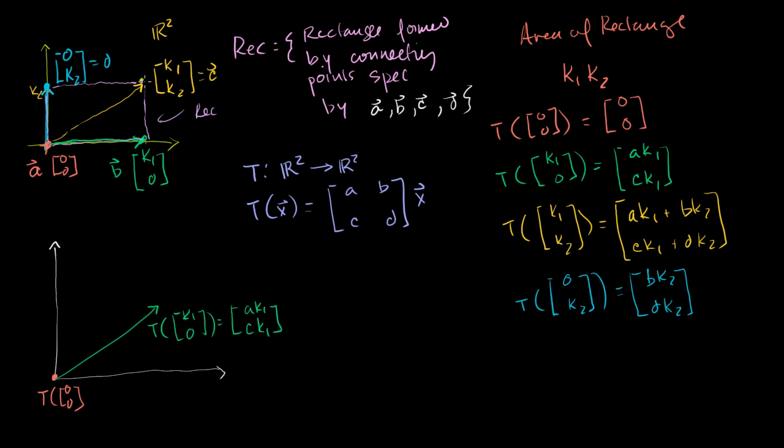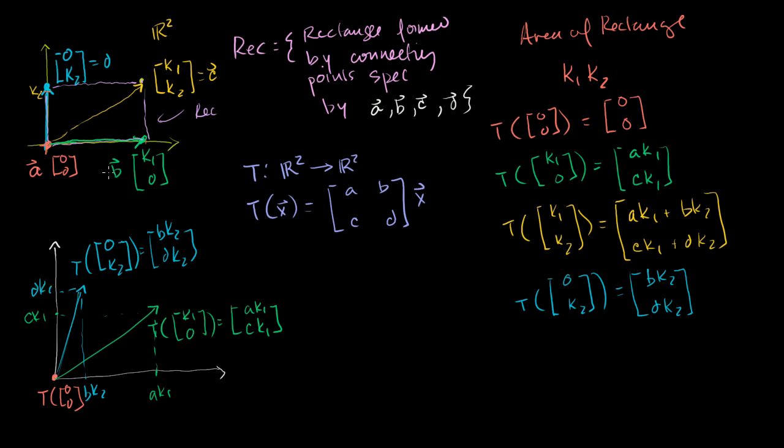Saw that already. Now what does this yellow guy get transformed to? Let me do the blue one first. So the blue one gets transformed here. If we come down here, this is going to be ak1 right there. And if we go to the left like that, that's going to be ck1. That's how we graph it. Now this last guy, this blue guy, maybe he looks something like this. This is the transformation of that vector by this linear transformation, 0, k2, which is equal to the vector bk2 and dk2. So this point right here is bk2, and then this coordinate right there is dk2.